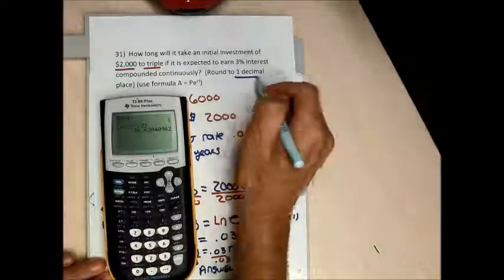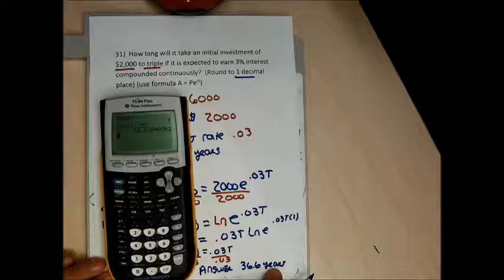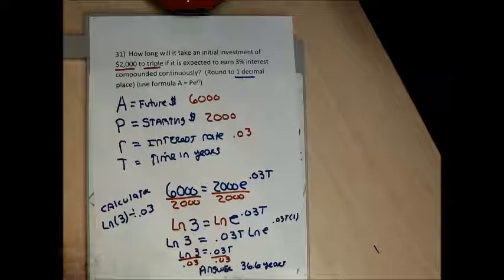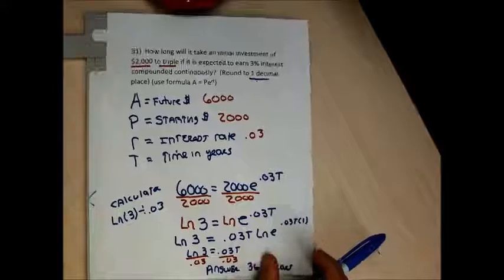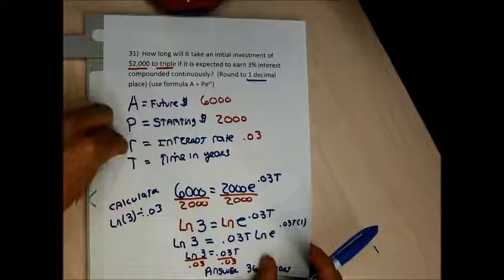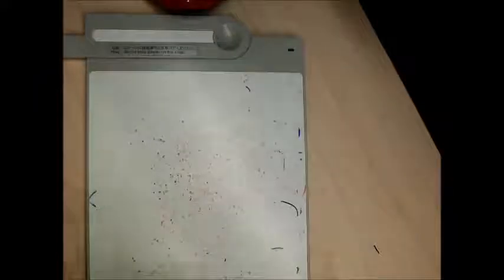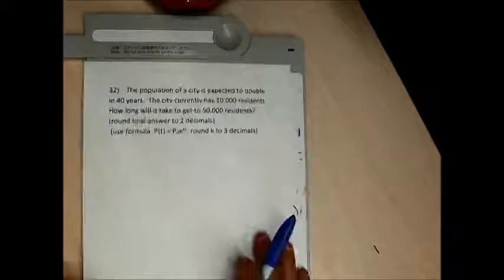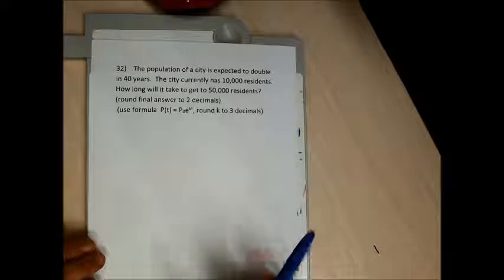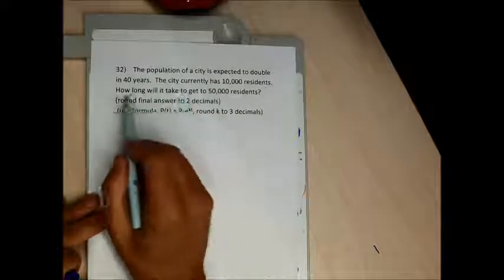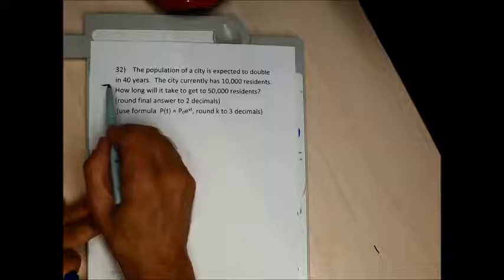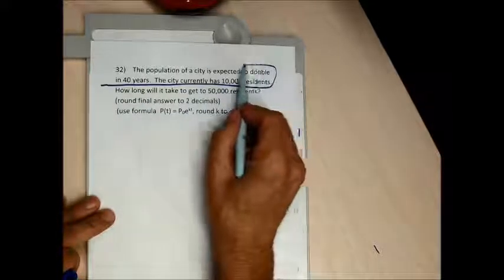I was asked to round to 1 decimal, and I should probably put words with my answer. I'm finding out how many years it takes the $2,000 to grow to $6,000, so I tacked on the word years. So 31's the easier of the word problems. 32 takes multiple steps to do because you're not given the growth rate or the interest rate. So in problem 32, it's this population of a city problem. And I have to do this problem in pieces.